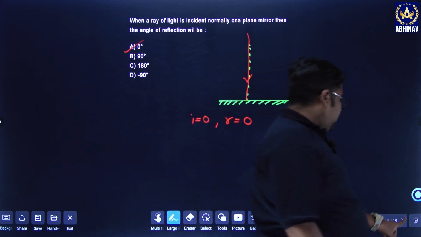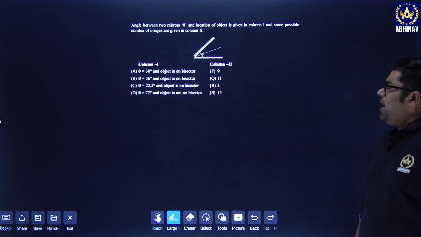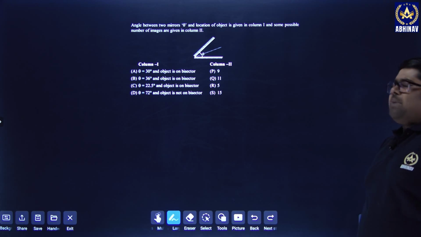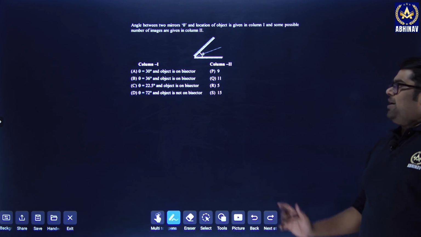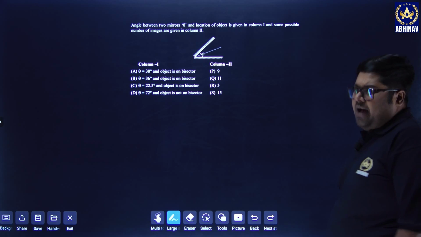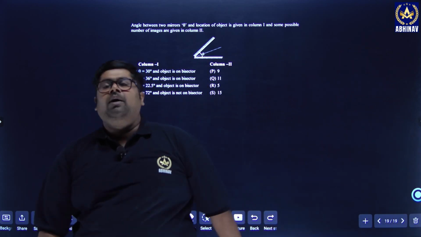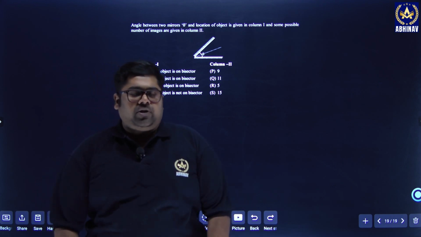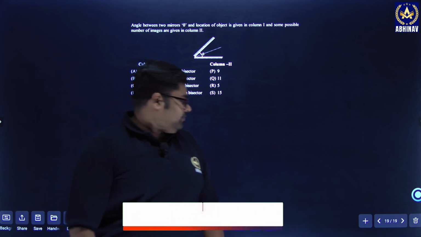Okay, now the last one. I need you to try this. It's a very easy question based on the number of images, that chart we have seen today. So let's take this example as homework. Now we have completed all the PYQs from NEET and JEE Mains based on the concept of plane mirrors. In the next lecture, we shall start the part of spherical mirrors. Thank you.